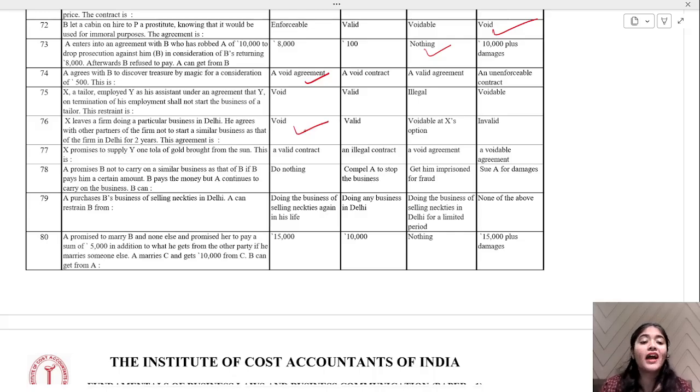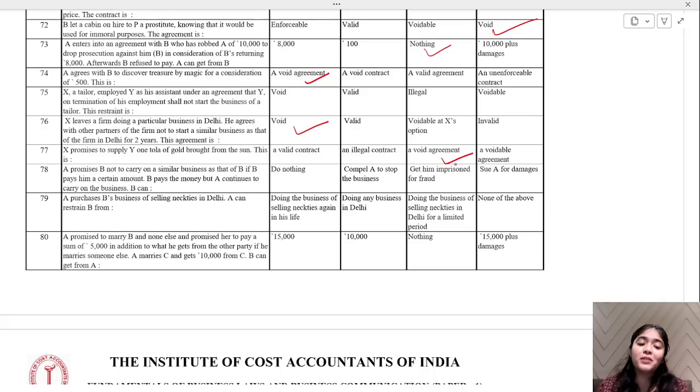Okay. X promises to supply Y 1 tola of gold brought from the sun. Is this valid, illegal, void, or voidable? Tell me what it can be. So that is a void agreement. It is not even eligible for becoming a contract.